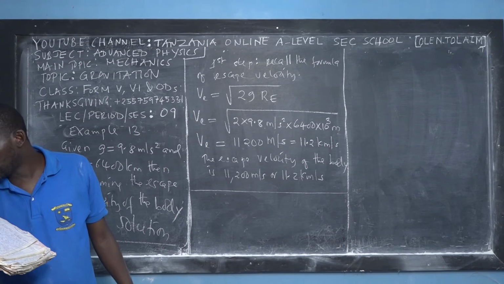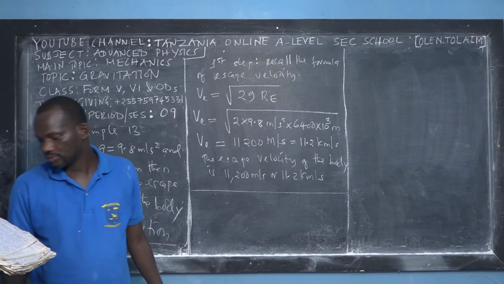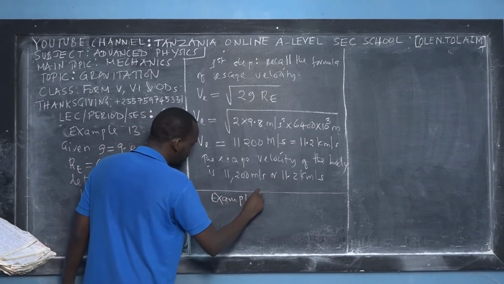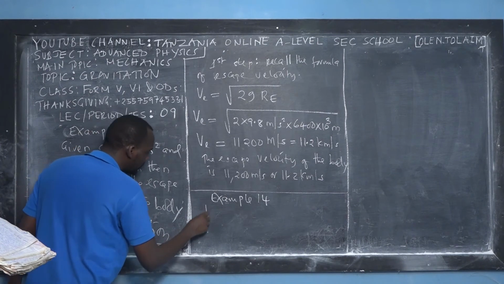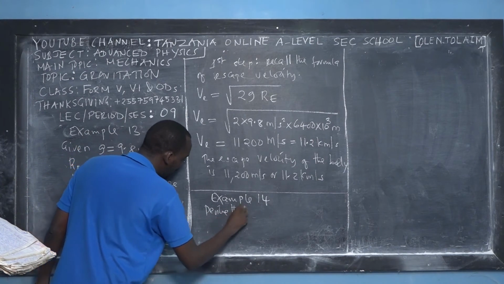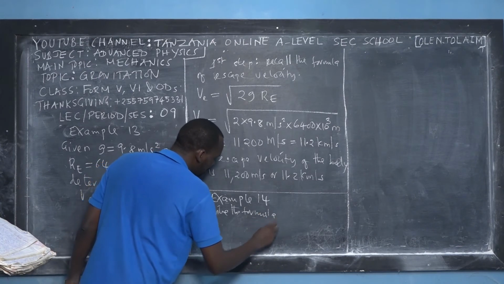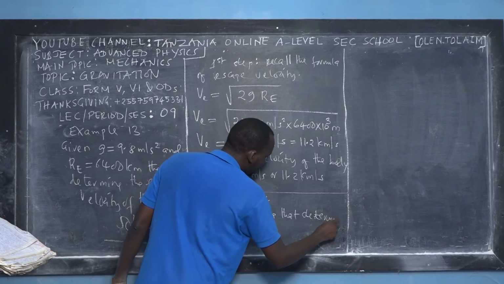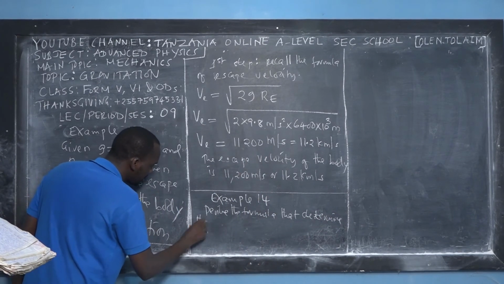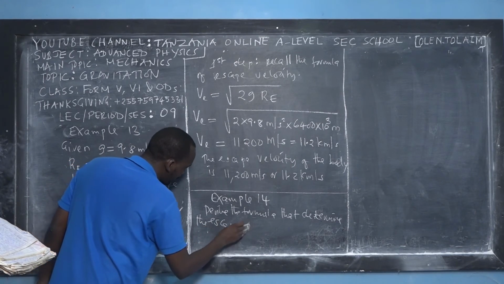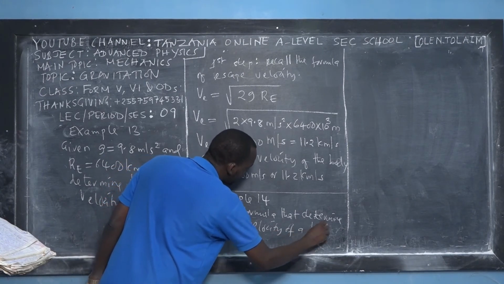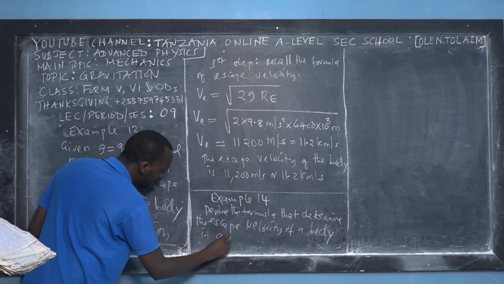Use the body escape from above the Earth's surface at a distance of that one. Okay. So the question, this is example 14. We say that derive the formula that determines the escape velocity of a body in any planet.